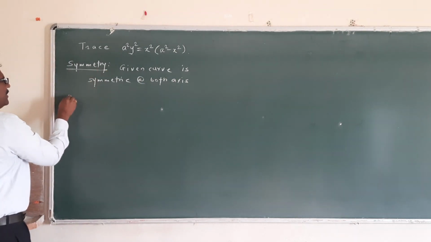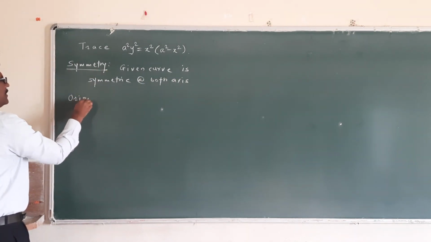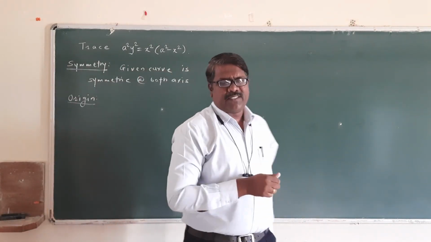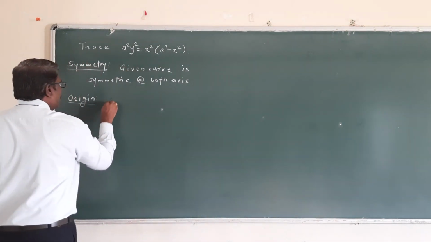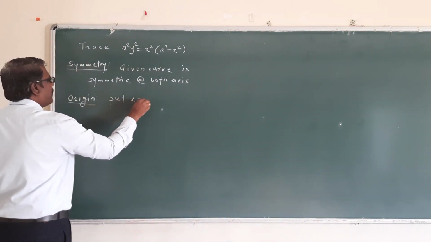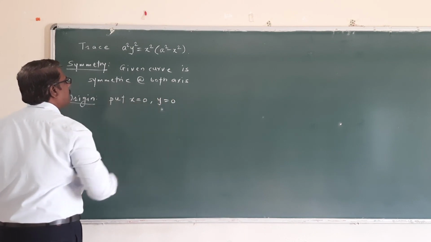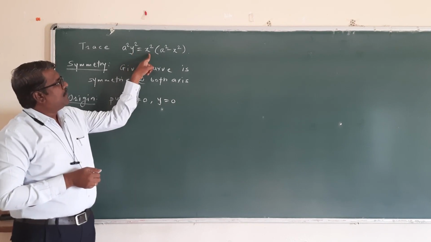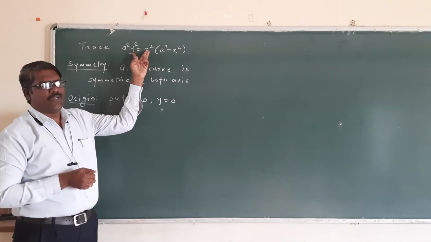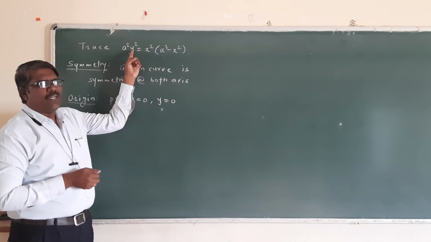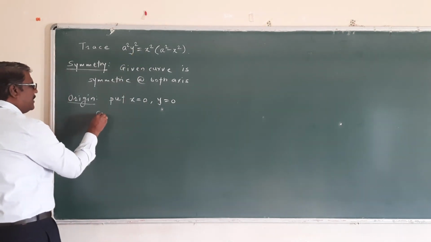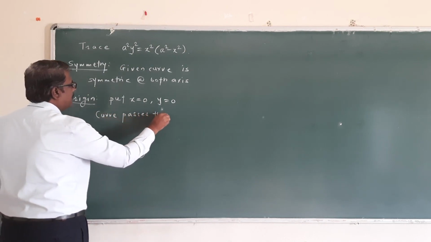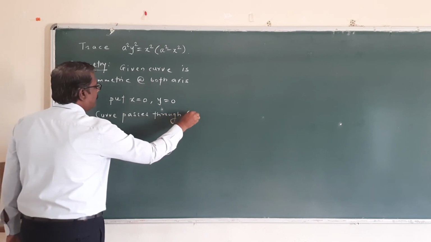Now after symmetry, we will check whether the curve passes through origin or not. To check origin, put x = 0, y = 0 in the given equation. Then LHS is 0, RHS is 0, and therefore the equation of the curve gets satisfied, and thus the given curve passes through origin.